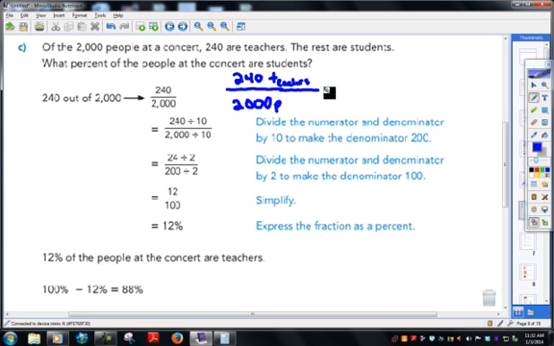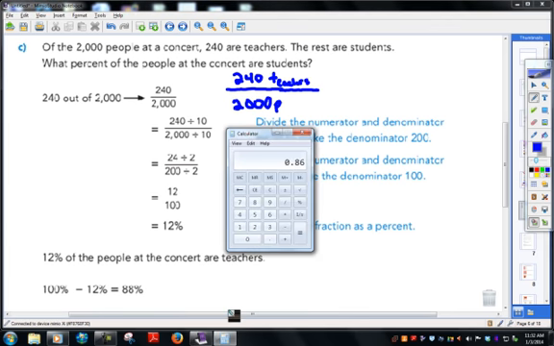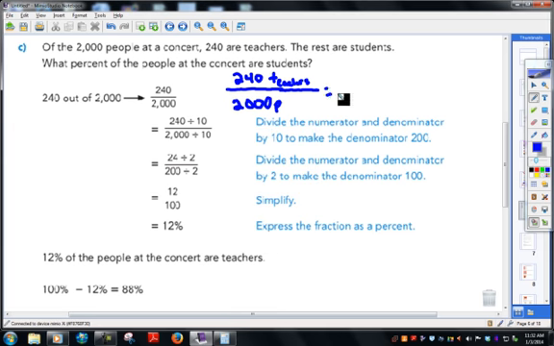The first way I'm going to do it is I'm just going to divide 240 divided by 2,000. 240 divided by 2,000. I'm going to get 0.12. Okay, which I know turns into 12%. Now, that is not the answer. Why is that not the answer?